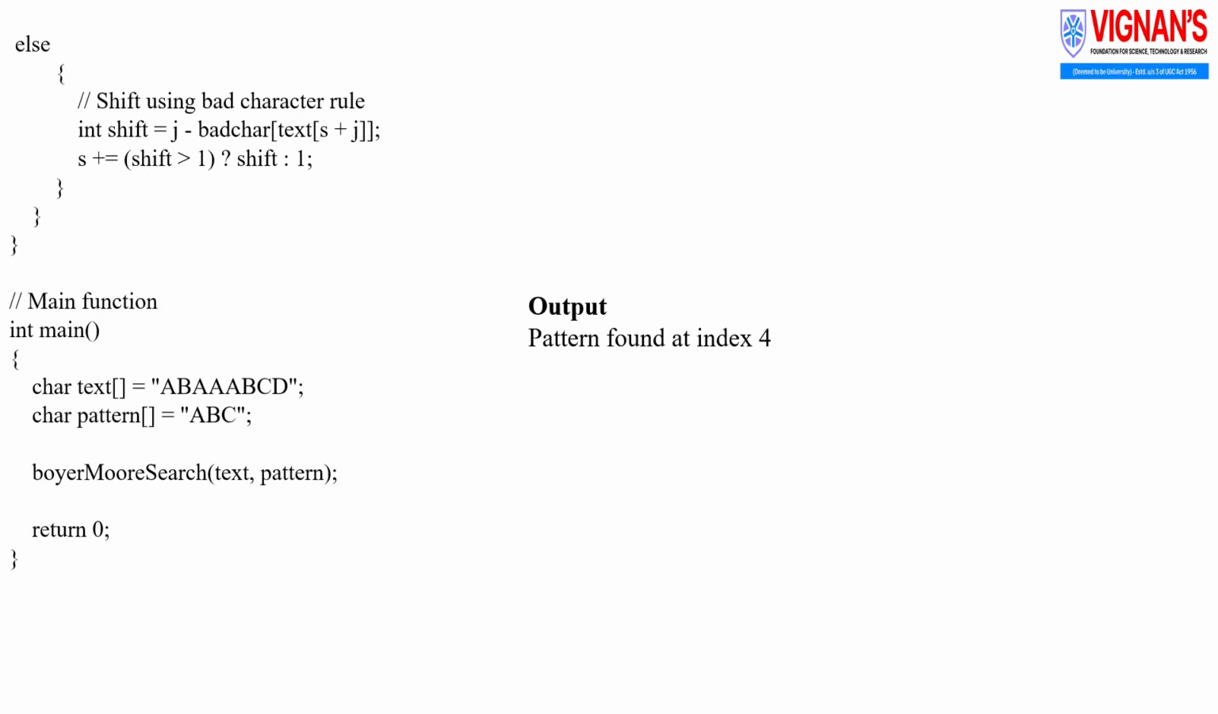Pre-processing the pattern: a helper function, the bad character heuristic, creates a table that stores the rightmost index, the last occurrence, of every character in the pattern. It initializes a table for 256 characters, standard ASCII, with -1. It then iterates through the pattern and records the rightmost index for each character found.